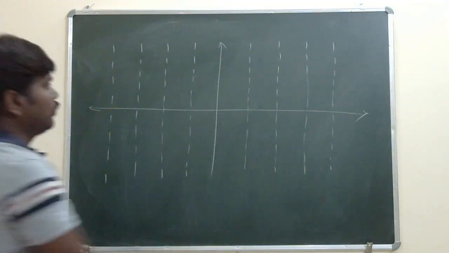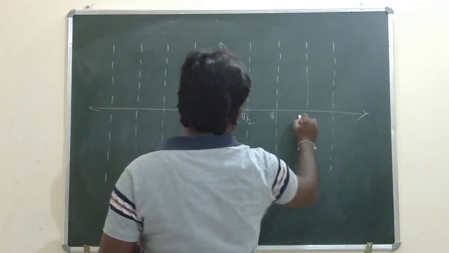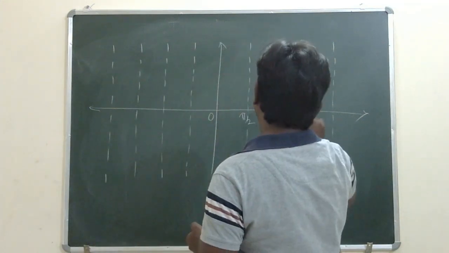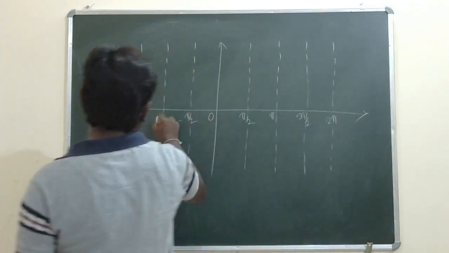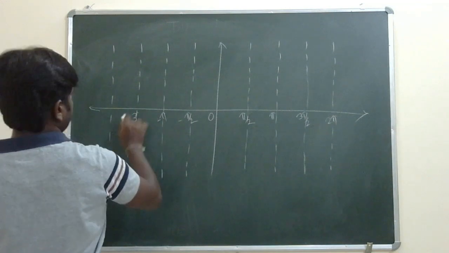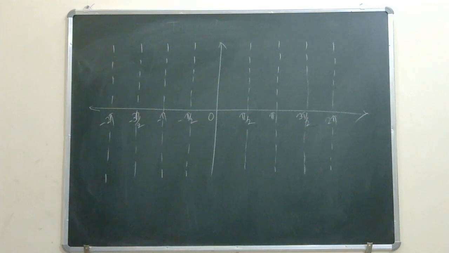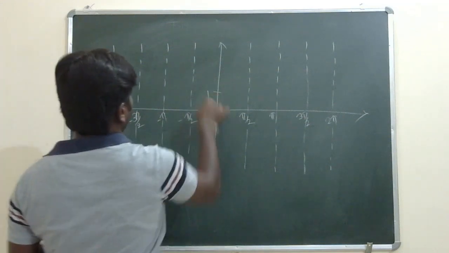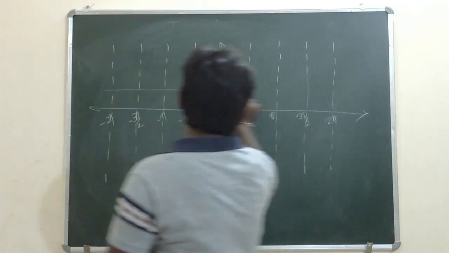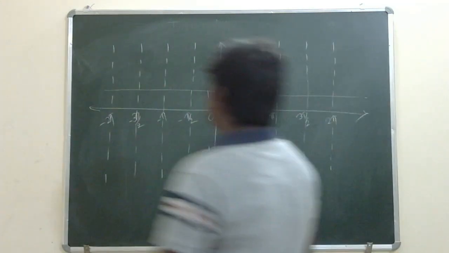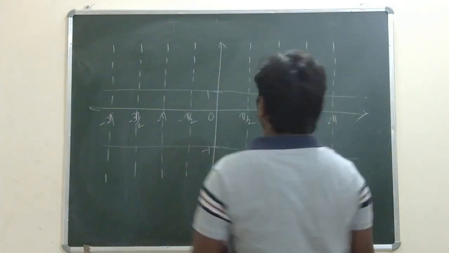Okay, so here I am taking pi by 2, 0, and next pi, 3 pi by 2, and 2 pi as usual, and of course minus pi by 2 on the left side, and next minus pi, minus 3 pi by 2, and minus 2 pi. Next, I am taking 1 and also minus 1. Okay, so here you can see the same thing. You can draw the line.